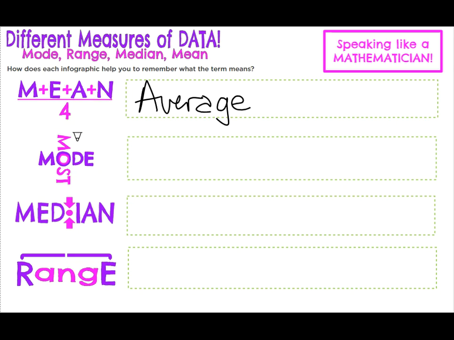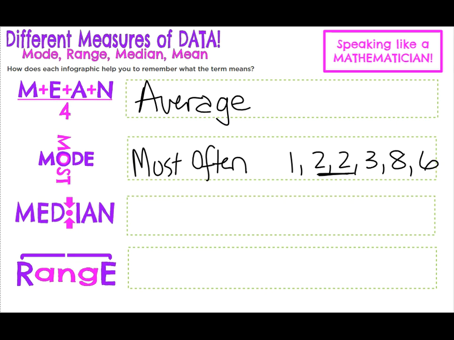Mode is the number that appears most often in your data. So if I had a set of data, my mode would be 2 because 2 appears most often in the data.